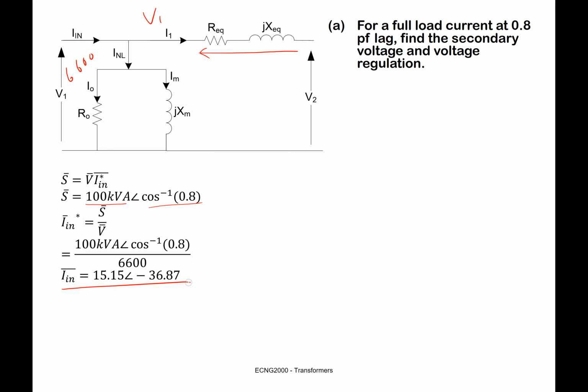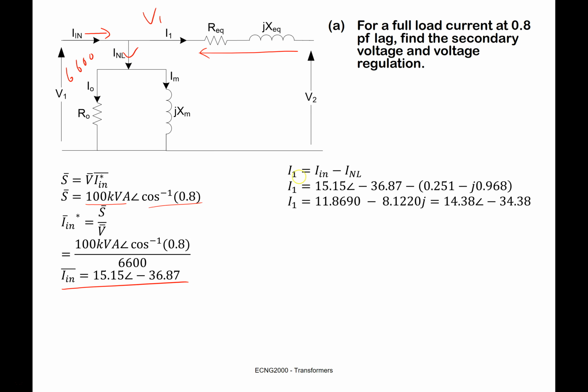So that gives me IN at 15.15 angle minus 36.7. That is this current here. I also know I no load because this was given in the question. So I could work out I1 is equal to IN minus I no load, and this was I no load here that was supplied in the question. So I could work out I1 as 11.869 minus 8.122j, which is 14.38 angle minus 34.8.